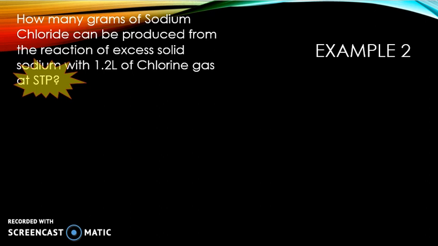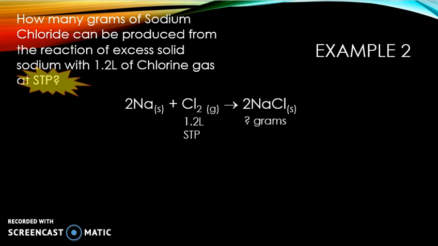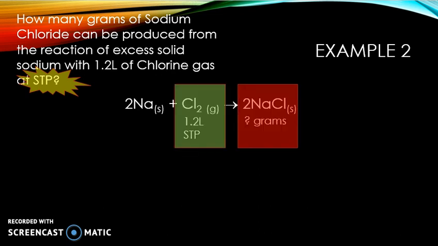We want to start with that balanced chemical equation. That's really critical. And layer the information for the problem underneath. It's asking for the number of grams of NaCl, but it also provides us with 1.2 liters of Cl2 at STP. And just like before, that means that my problem will begin with the Cl2 and end with the NaCl. There's my chemical 1 and chemical 2.